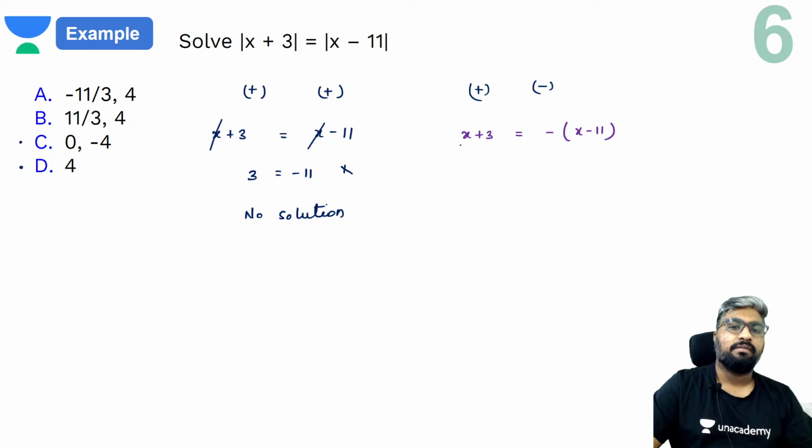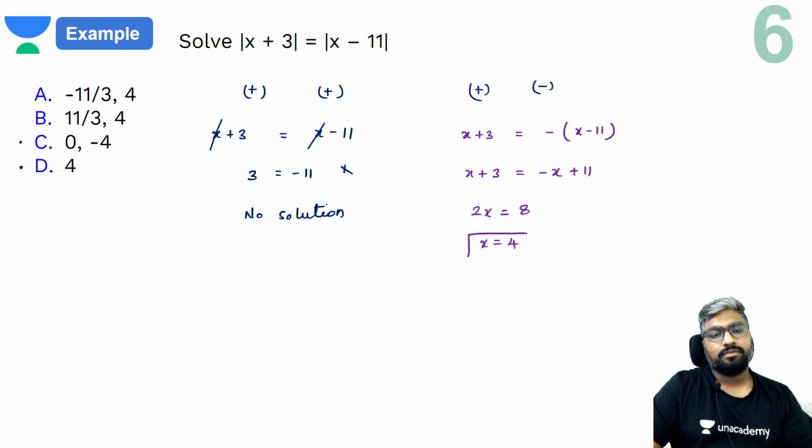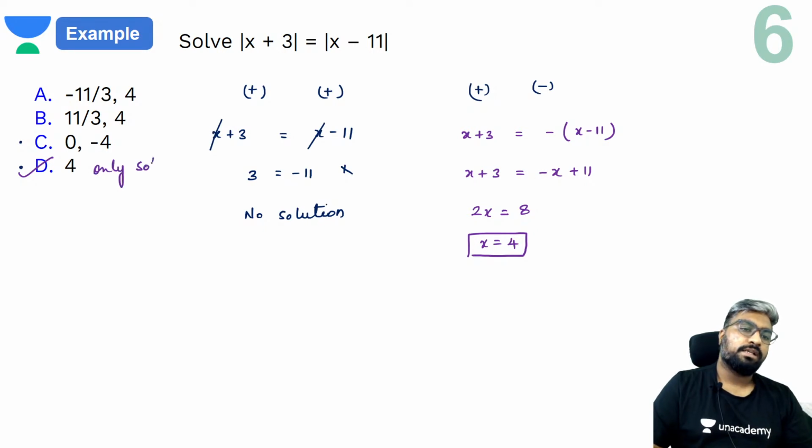Yes, what will it give us? x + 3 is -x + 11. x comes here. x + x is 2x. 11 - 3 is 8, giving us what? x is equal to 4. Yes, this is the only solution. Only solution for this.